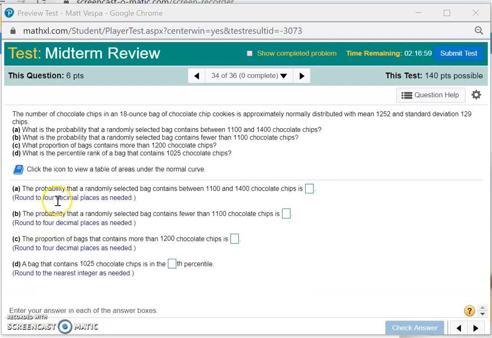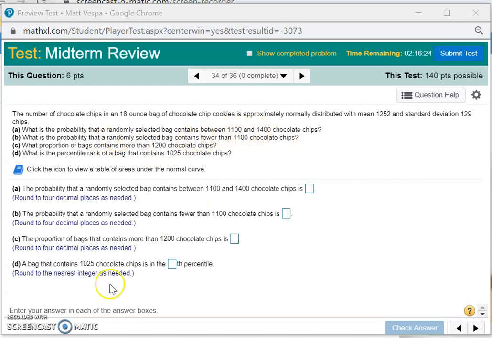Then you encounter a problem like this, and the first line says the number of chocolate chips in an 18-ounce bag of chocolate chip cookies is approximately normally distributed. Boom, there's the magic words, right? You're going to use the normal distribution to solve this. So the first thing I'm thinking is, okay, I need to understand what the mean and the standard deviation of this approximately normal distribution is. Oh, there we go. Mean 1252 and a standard deviation of 129. Now I have everything I need, right, to be able to go to StatCrunch and use that nice graphical interface to calculate some of these. So let's do the first one.